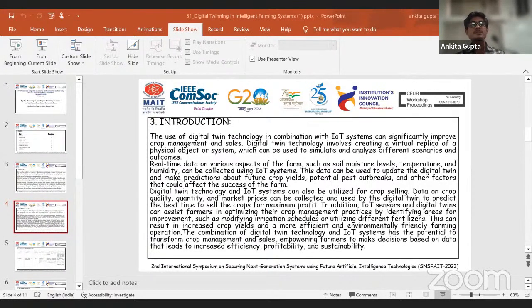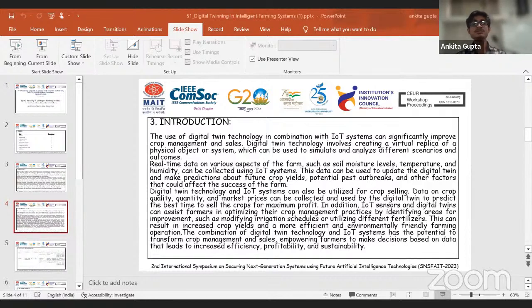So the introduction of my research paper is the use of digital twin technology in combination with IoT system can significantly improve crop management and sales. Digital twin technology involves creating a virtual replica of a physical object or system, which can be used to simulate and analyze different scenarios and outcomes. Real-time data on various aspects of the farms, such as soil moisture level, temperature, and humidity, can be collected using IoT system. This data can be used to update the digital twin and make predictions about future crop yield, potential pest outbreaks, and other factors that could affect the success of the farm.